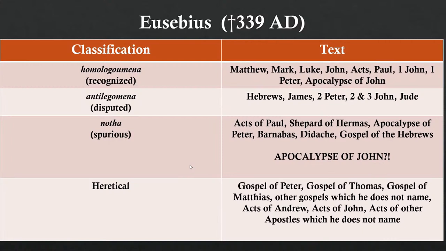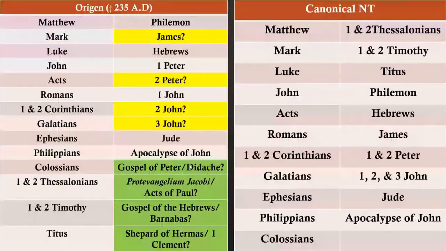In the disputed category, those that are a bit mixed, he puts Hebrews, James, 2 Peter, 2 and 3 John and Jude. And you'll notice that some of these ones are ones that Origen considered slightly mixed. James, Peter, 2 and 3 John.